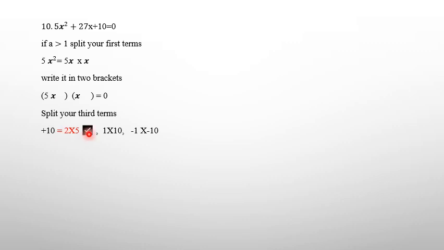Like for example, 10 comes in which all tables? Like 1 table, 10 table, right? Then 2 table and 5 table. So you should not select the same tables. You need to select the other one, like not in the combination of 1.